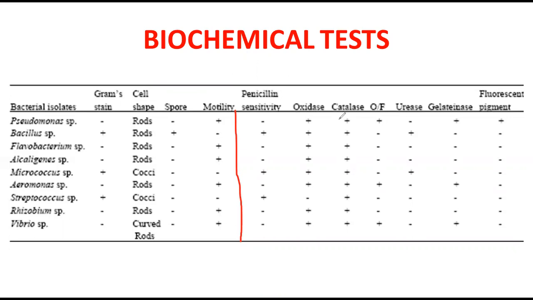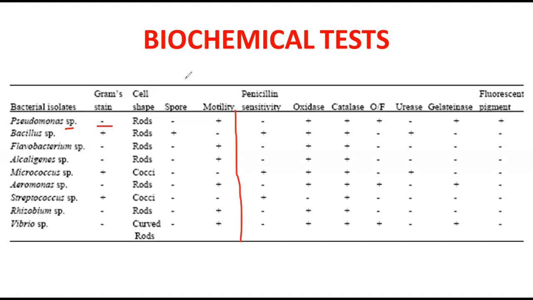Oxidase test and catalase test also take about 10 to 15 minutes. Opacity factor test is also a very small test. Then urease test, gelatinase test, and fluorescent pigment test. By performing all these tests, you will be able to know that I am dealing with a species of Pseudomonas. When you compare all your results with this standard and it is 100% correct, you can easily say that I am dealing with a Pseudomonas species. Up to here, working in a microbiology lab, it is enough to identify a microorganism.